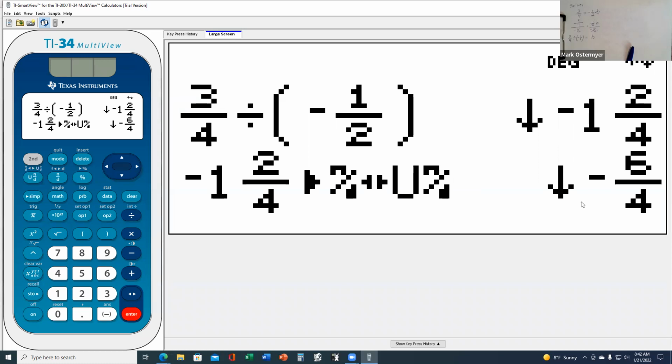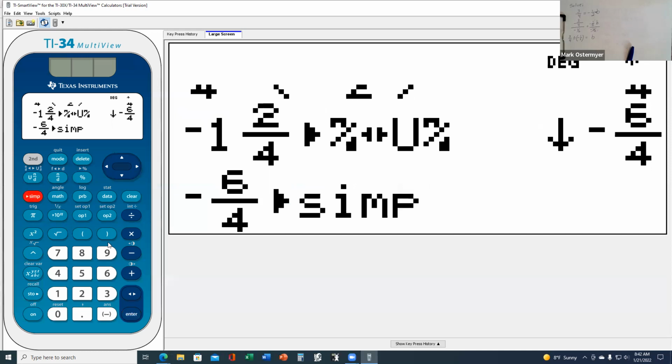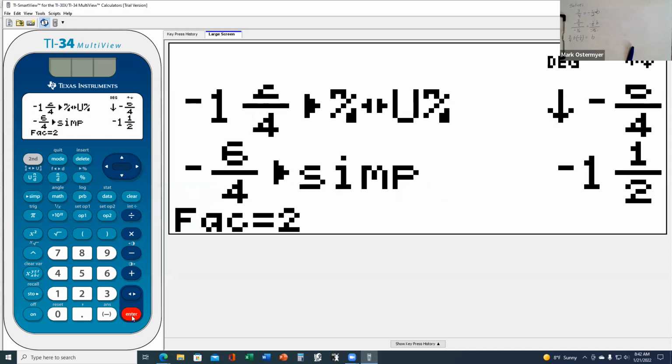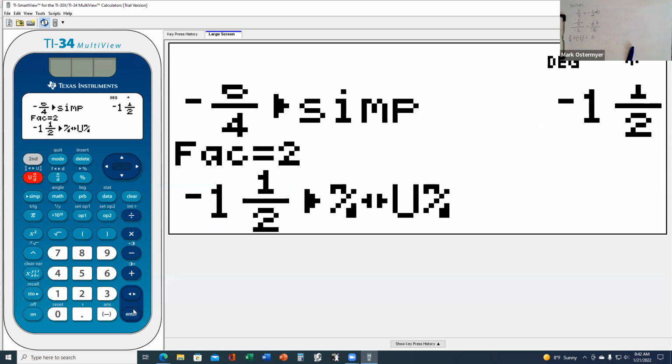-6/4. Now on the TI-34, if you want to reduce this fraction, you just hit your simplify button, SIMP. That'll simplify this fraction down to -1.5, which you can convert back into its equivalent improper fractional form by hitting your second button and then your mixed number button, and you get -3/2. Okay.